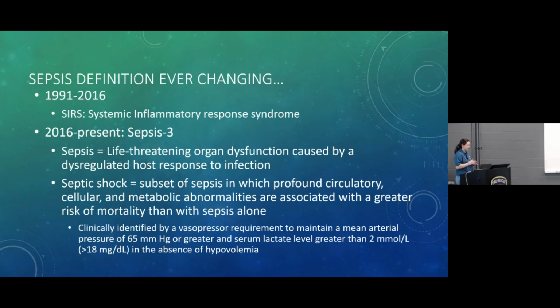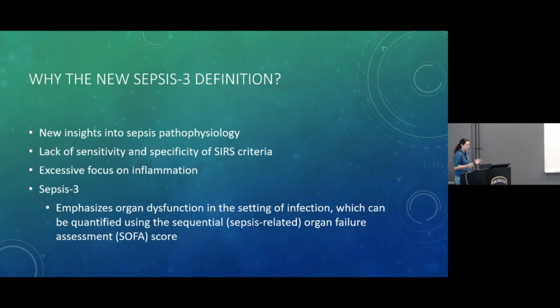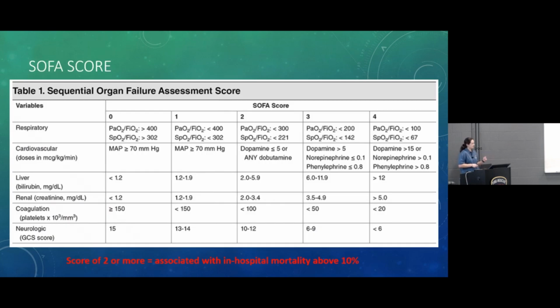There's pretty much an international agreement on the technical definition of sepsis, but not on the clinical criteria for sepsis. So why did they come up with this new definition in 2016? New insights into the pathophys of sepsis. There's a lack of sensitivity and specificity of the SIRS criteria, which we're going to talk about, and it had an excessive focus on inflammation. So this new Sepsis-3 kind of emphasizes organ dysfunction in the setting of infection, which they've made this scoring system called a SOFA score, sequential organ failure assessment score, which is this.